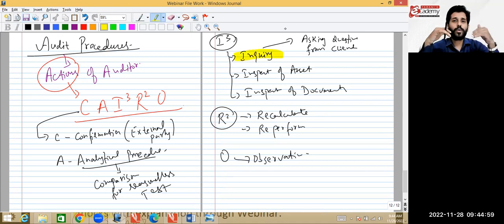Inquiry means a kind of questioning attitude. Remember that you are the auditor; you must have good skepticism, that is, the ability to ask questions. Inspection of assets means that if the asset is there, you can inspect it for its existence. Then there is inspection of documents, recalculate, reperform and observation.